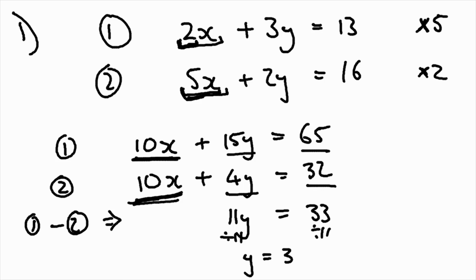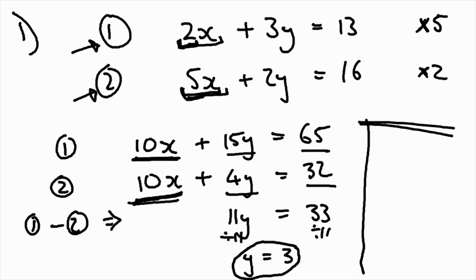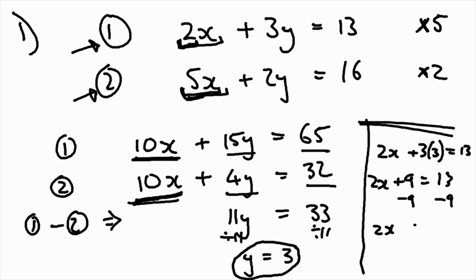But we want a value for both x and y. So what we're going to do is take our value for y and substitute it into either of our equations. It's up to you, it doesn't matter. If we just do it here, 2x plus 3 lots of 3 equals 13. 2x plus 9 equals 13. Subtract 9 from both sides. 2x equals 4. Divide by 2. x equals 2.